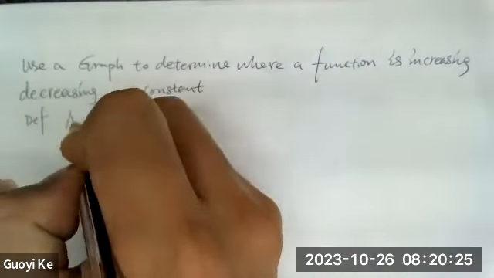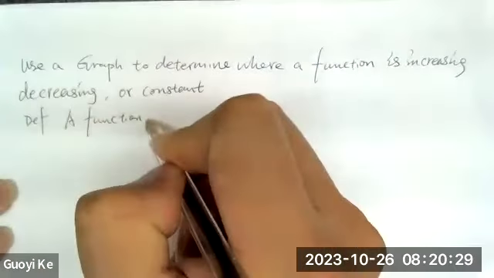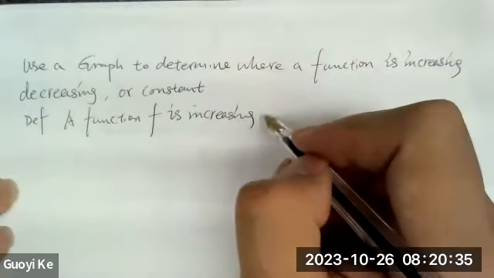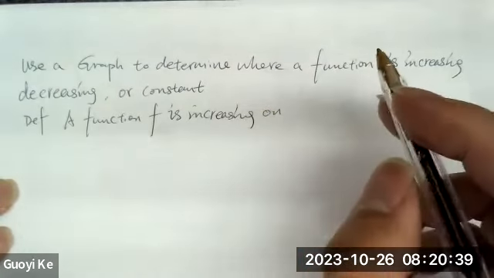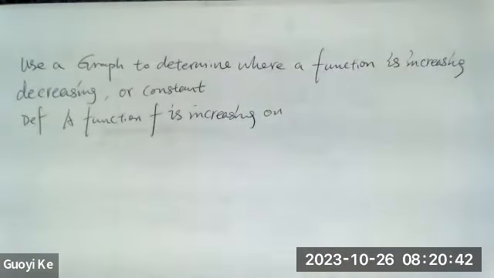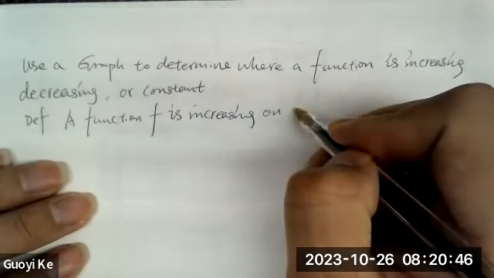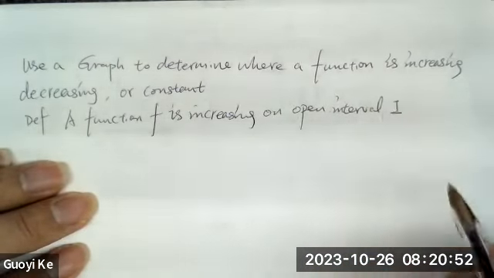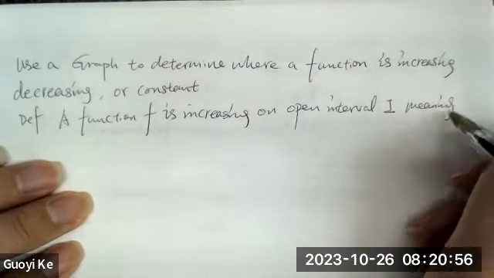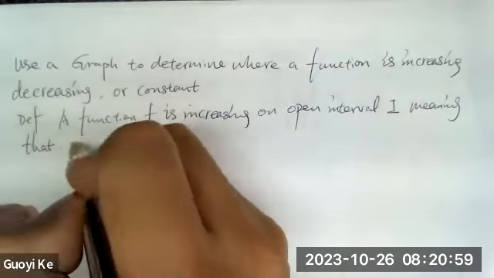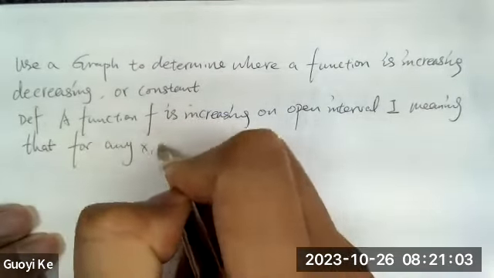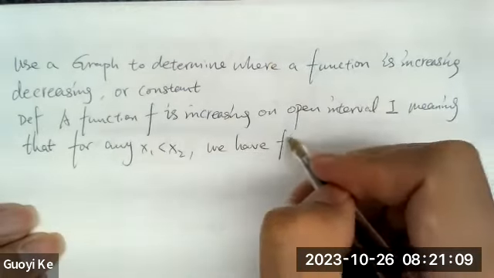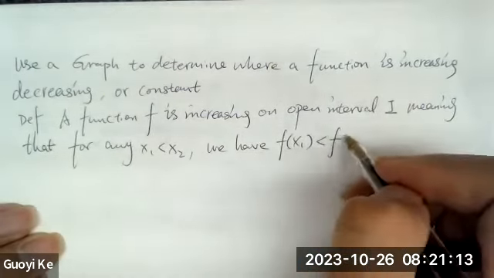Definition: a function f is increasing on an open interval I, meaning that for any x1 less than x2, we have f(x1) less than f(x2).